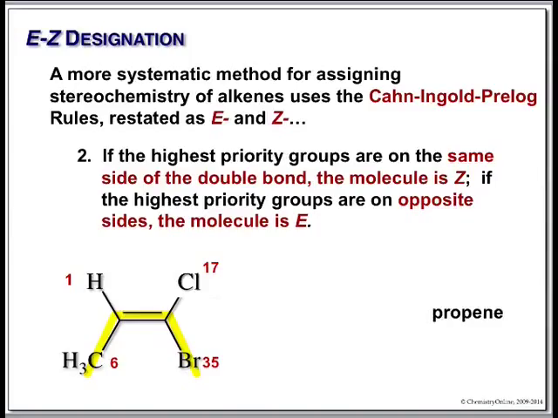It's a propene. In carbon 1, we're going to have a bromine and a chlorine. In carbon 2, well, we have nothing. And our stereochemistry is Z.